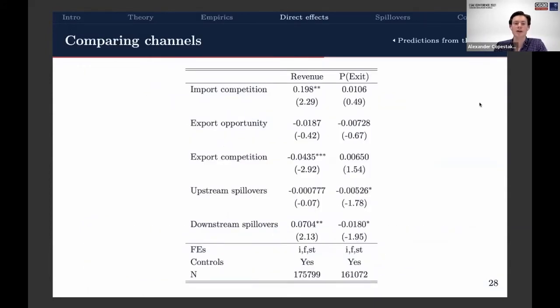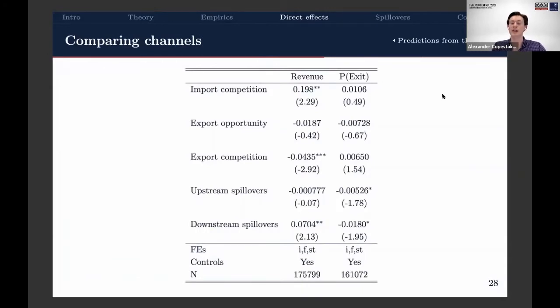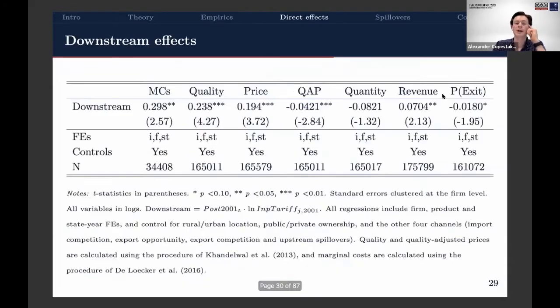I'll skip through a lot of this because of time constraints. I'm happy to talk through later. Essentially, I'm going to compare all the channels, and we'll see that only on the downstream measure are things significant and, in fact, relatively large in both directions. That was on revenue and probability of exit, as I mentioned in the original model.